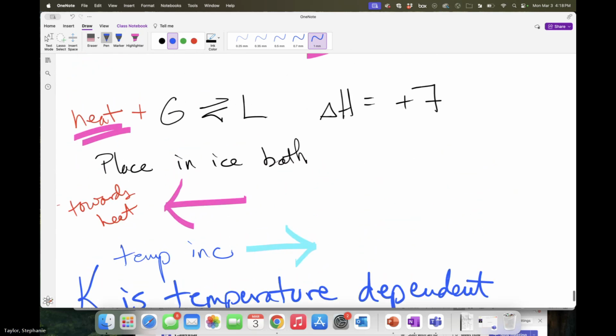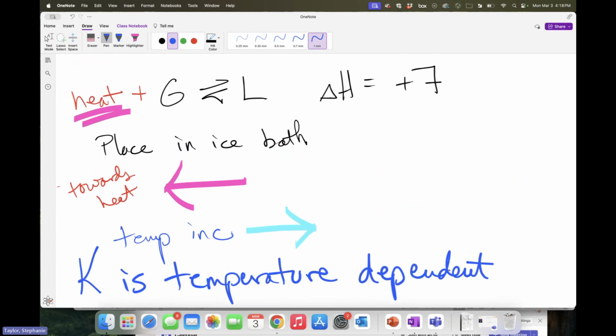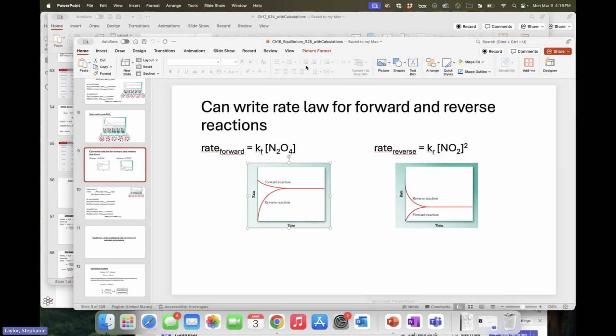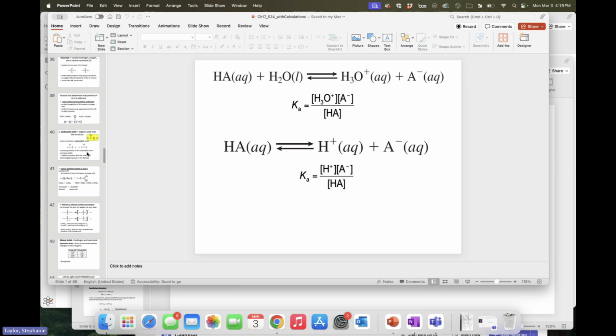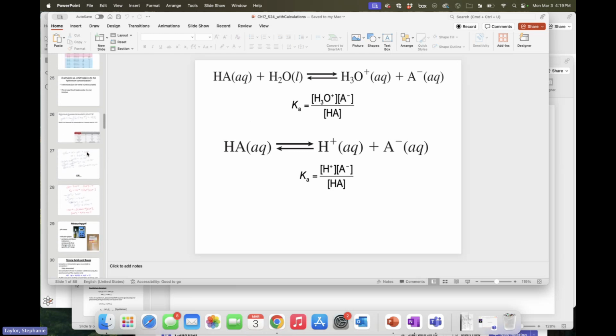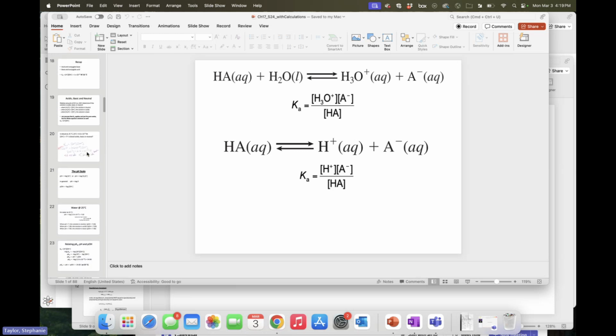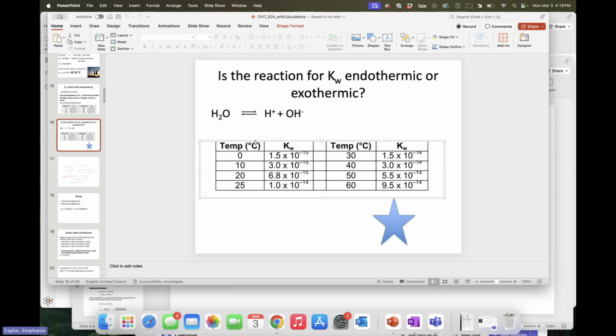Predicting that, we are still going to use the trick of treating heat as if it was a product or a reactant. Because again, it works beautifully without fail. But K is actually temperature dependent, which means your K value is changing. That is why in the chapter where we talk about Kw, we have this whole table dedicated to what happens when K changes.